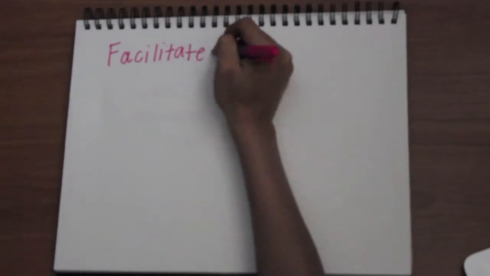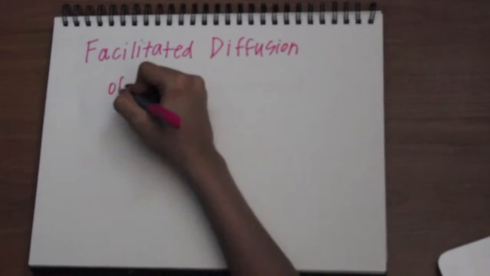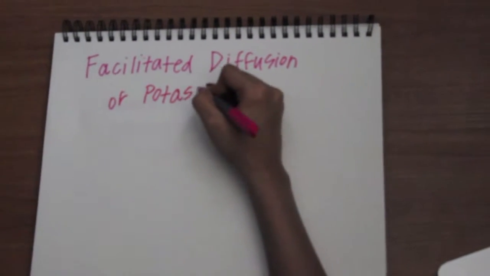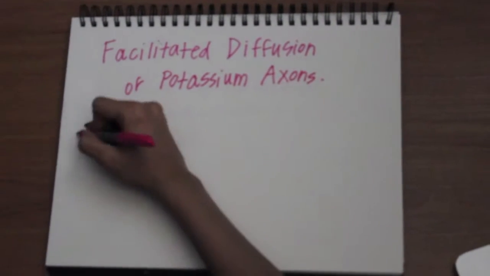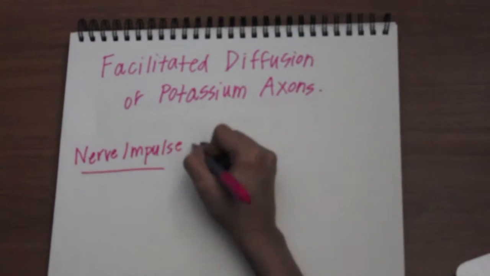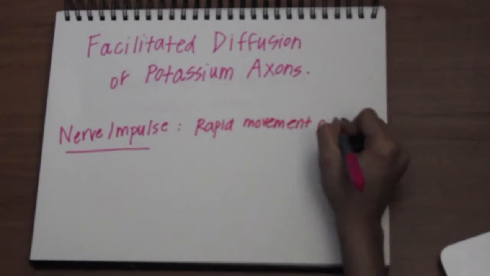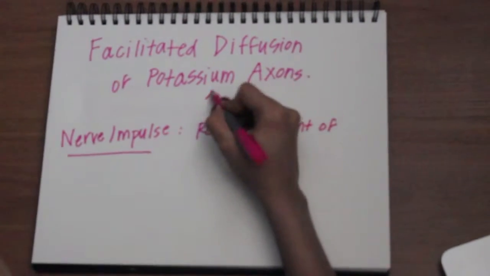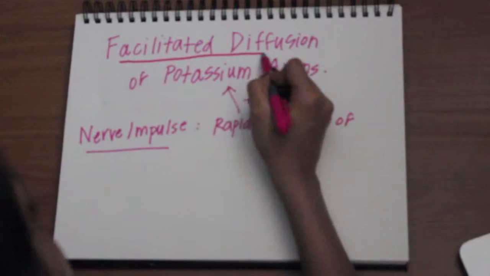Now that we talked about what facilitated diffusion is, we're going to talk about a very common example of it, which is facilitated diffusion of potassium in axons. This all occurs through nerve impulses. A nerve impulse is basically a rapid movement of potassium and sodium ions across the axon membrane. These rapid movements happen through facilitated diffusion.